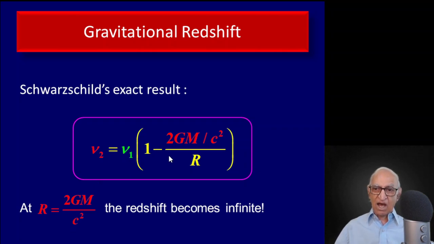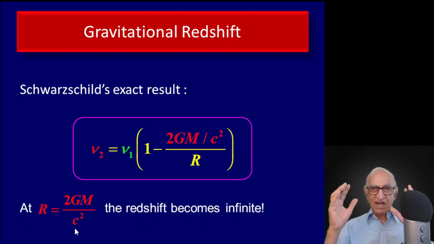At r equal to 2GM by c squared, the redshift becomes infinite. When r is equal to 2GM by c squared, nu 2 becomes equal to 0. What it means is that the wave is stretched to an infinite wavelength. The redshift becomes infinite, and the frequency becomes 0, and no energy escapes from the star. So this is the critical radius, r equal to 2GM by c squared. This is the critical radius that Oppenheimer and Snyder were referring to.